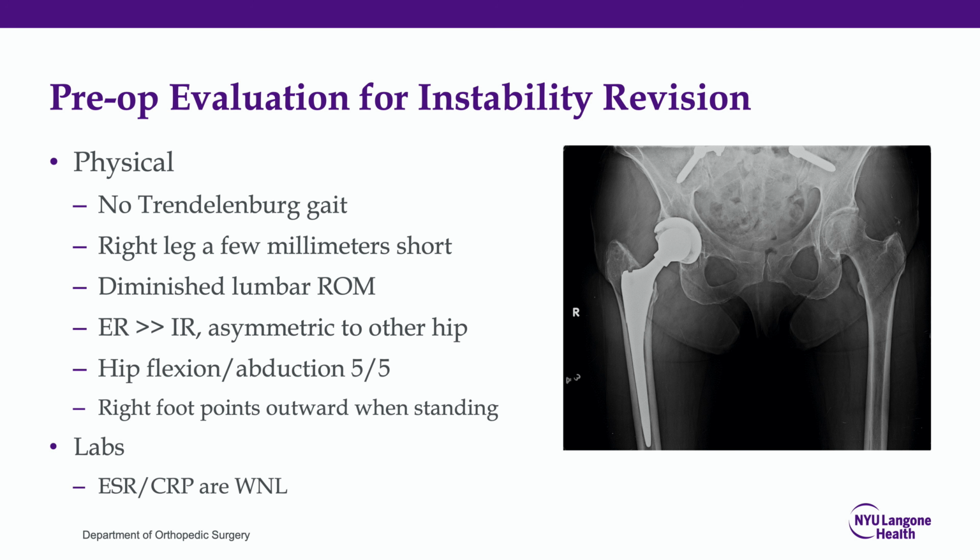She does have diminished lumbar range of motion, and she has a lot more external rotation than internal rotation at the right hip, which is asymmetric to the other hip, where she has more balanced internal and external rotation. So we're thinking there may be a problem with the femoral version. And frankly, anytime you have a femoral component that subsides, typically these will subside and retrovert. And so we're thinking there may be a femoral version issue.